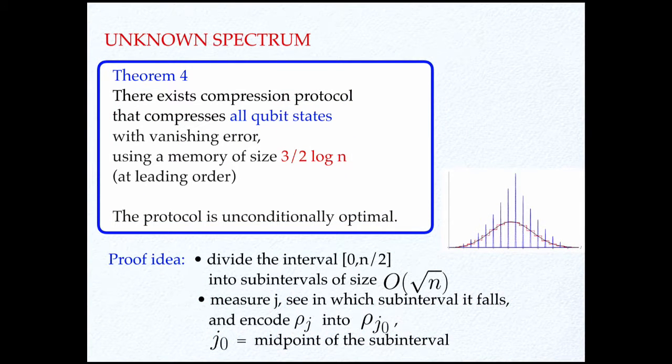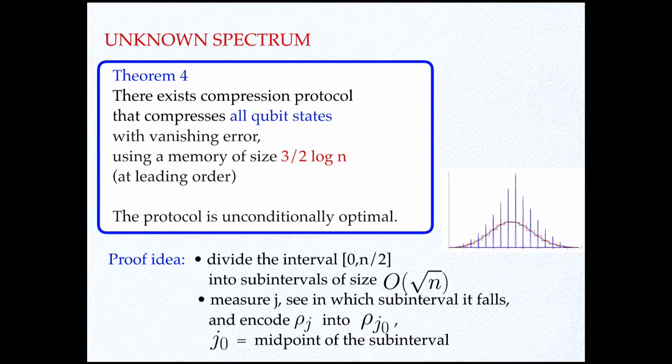Okay, I was saying there is also a result when you don't know the spectrum. So if the state of the qubit is a completely unknown mixed state, you can still find the compression that is optimal, has vanishing error, and uses now 3/2 log n qubits of memory. So the idea is pretty simple now that you understood the protocol with the fixed spectrum. If you don't know the spectrum, you just discretize the possible values of the angular momentum from 0 to n/2. You divide them in intervals of size square root of n. Then you measure the angular momentum, you measure J, and you pretend that you knew the spectrum, and the spectrum was the one corresponding to the states in that particular interval that you found.